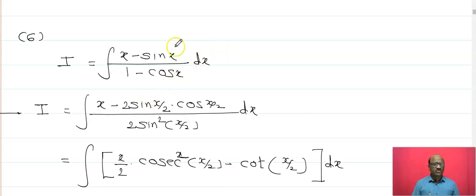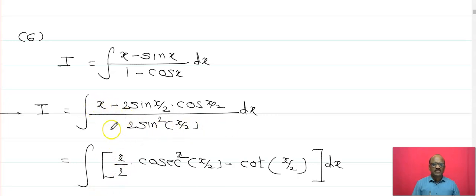Then you can solve all these examples. Now see this here. I is equal to the integral of (x minus sin x) upon (1 minus cos x). Now this sin x can be written as 2 sin of x by 2 into cos of x by 2. But what is the value of 1 minus cos x? That is 2 sin square x by 2. Now split this up.